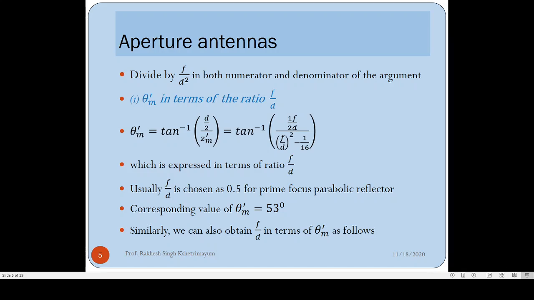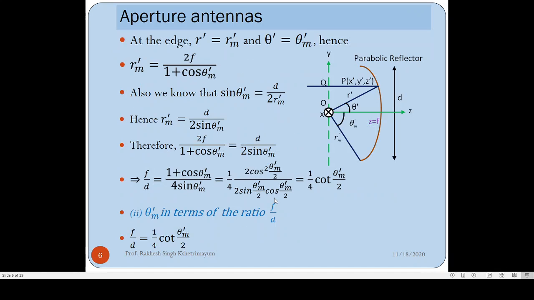Similarly, you can also find f by d in terms of theta m dash. What we have done is we have found out theta m dash in terms of f by d. If I know f by d, I can always find out theta m dash. Let's say I know theta m dash. If I want to find f by d, how do I do it? You can do it easily.